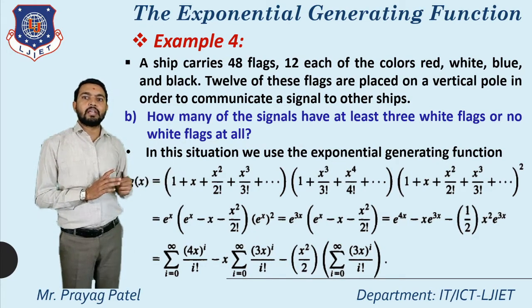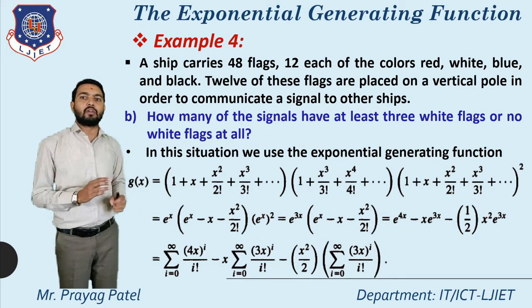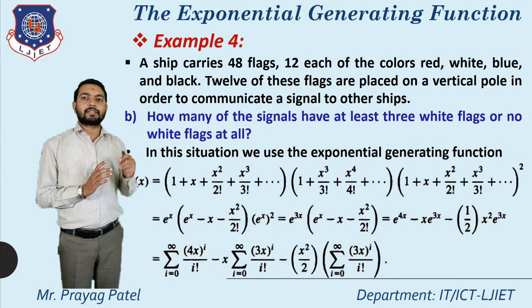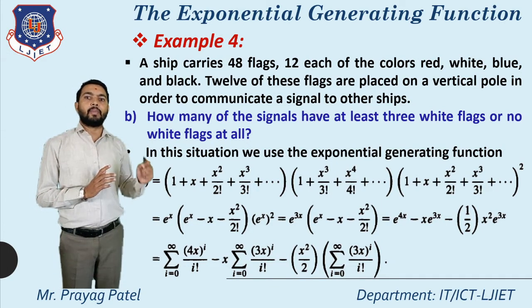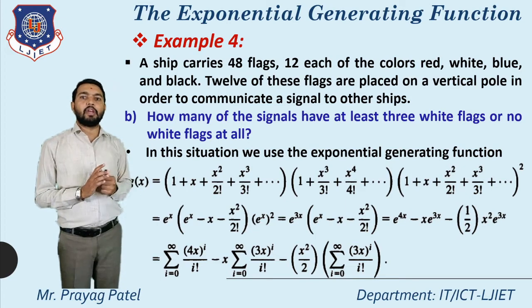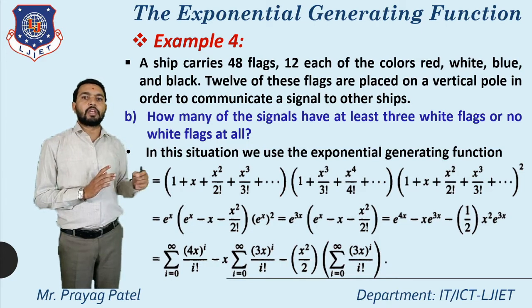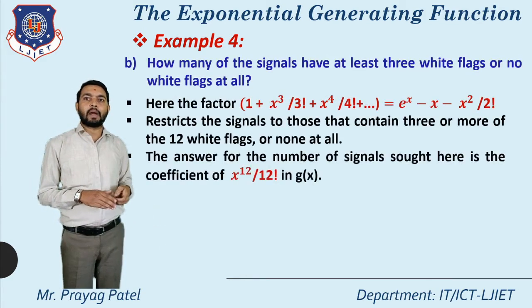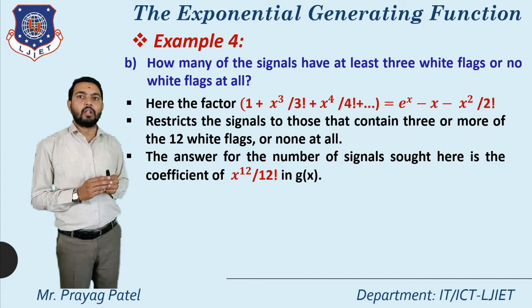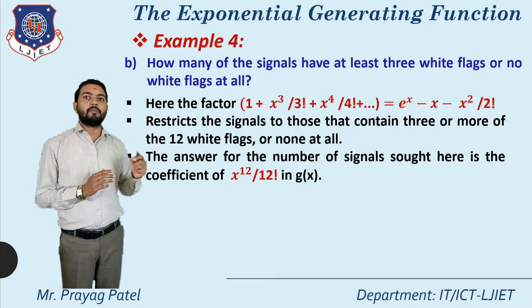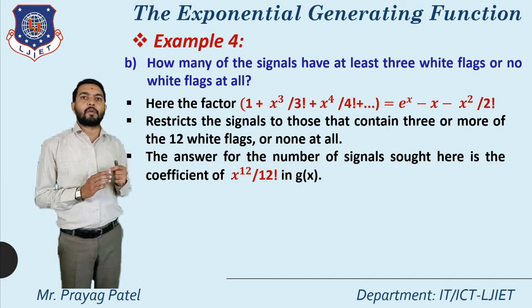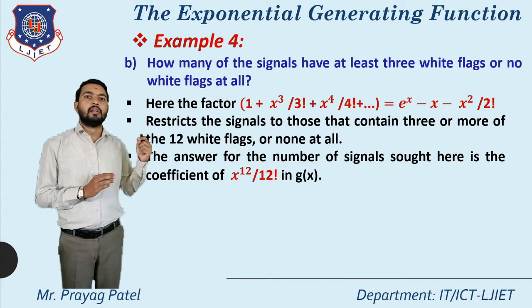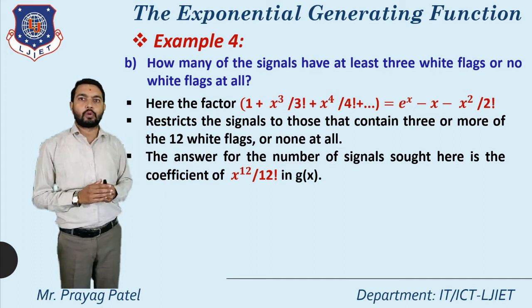Now when we solve this equation, we get the result as sigma i equal to 0 to infinity for x raised to i divided by i factorial, minus x sigma i equal to 0 to infinity 3x raised to i divided by i factorial, minus x square by 2 into sigma i equal to 0 to infinity 3x raised to i divided by i factorial. Now we want to solve these three parts, so we have to consider the value of all the parts. Here the factor 1 plus x cube by 3 factorial plus x raised to 4 by 4 factorial is equal to e raised to x minus x square by 2 factorial.